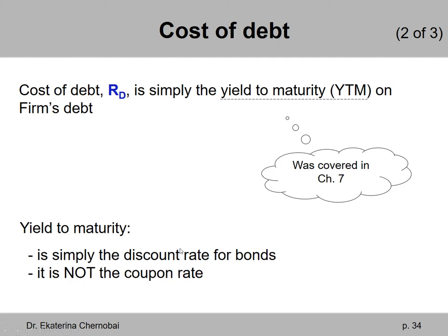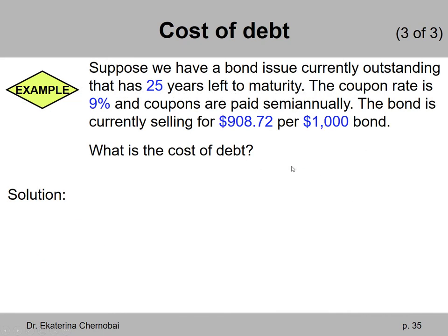And just to remind you about bond calculations, there are two percentages that are given in bond problems. One is the discount rate, or the yield to maturity, or the cost of debt. And the other percentage that's usually given is the coupon rate. So coupon rate is not cost of debt. What's cost of debt is the discount rate, or the yield to maturity. Okay, again, this is just a review of what we did when we talked about bonds in Chapter 7. So let's do a refresher problem.